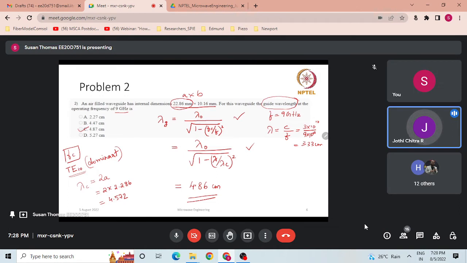Ma'am, what is the lambda naught value, ma'am? Let me try to make it more clear to you. Maybe this is a little confusing. Lambda naught is the same, so don't confuse it. It's the same operating wavelength. Oh, okay. Thank you. So I hope I can go to the next question.